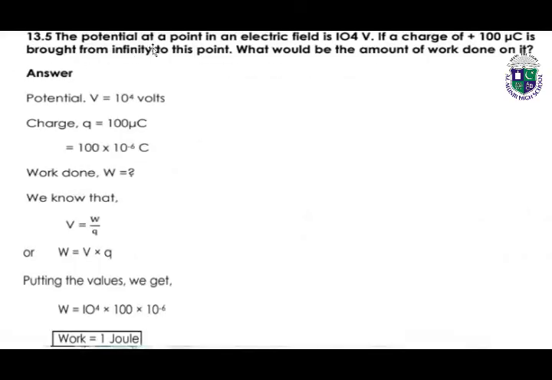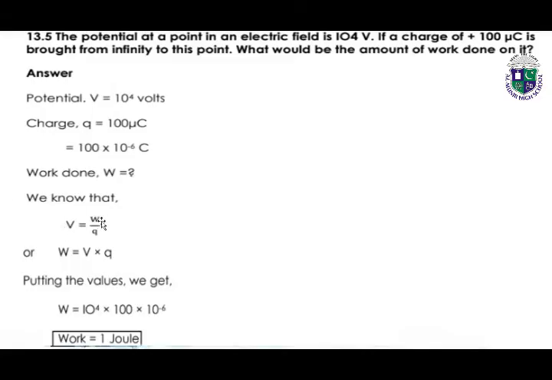13.5, the potential at a point in an electric field is 10^4 volts. So potential is given, V is 10^4 volts. A charge is also given, which is 100 × 10^-6 coulombs. So we have to find out the work done.